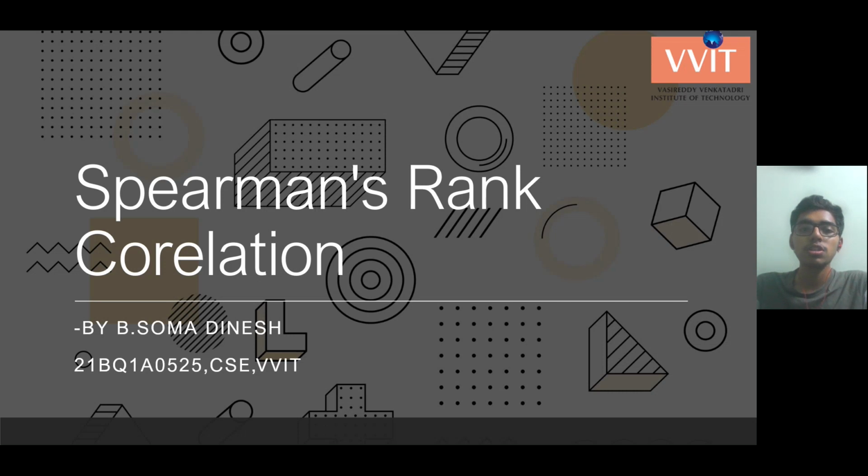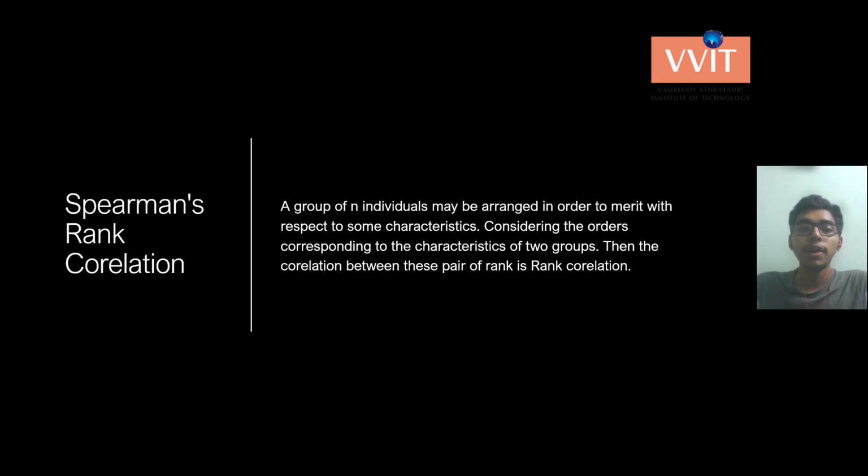Today we are going to discuss Spearman's rank correlation, and let us see an example problem on it. Let us dive into the topic. Spearman rank correlation: let us consider a group of n individuals, and they may be arranged in order of merit with respect to some characteristics. Considering the orders corresponding to the characteristics of two groups, the correlation between these pairs of ranks is rank correlation.